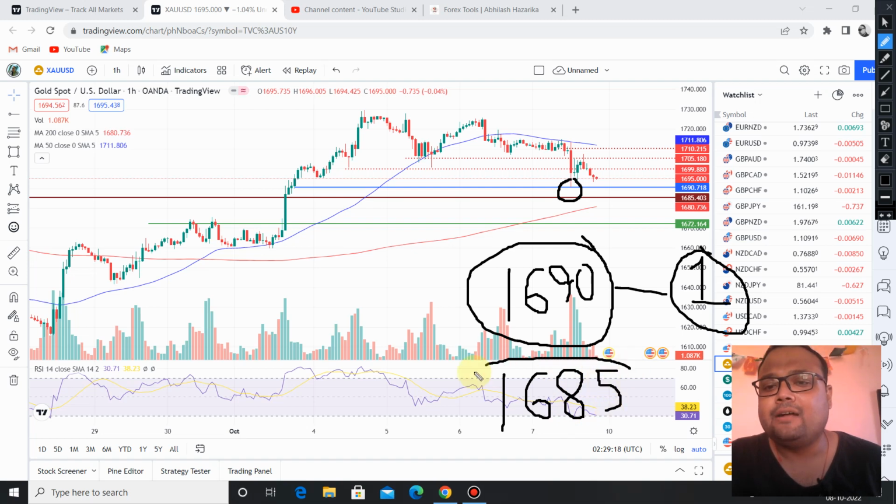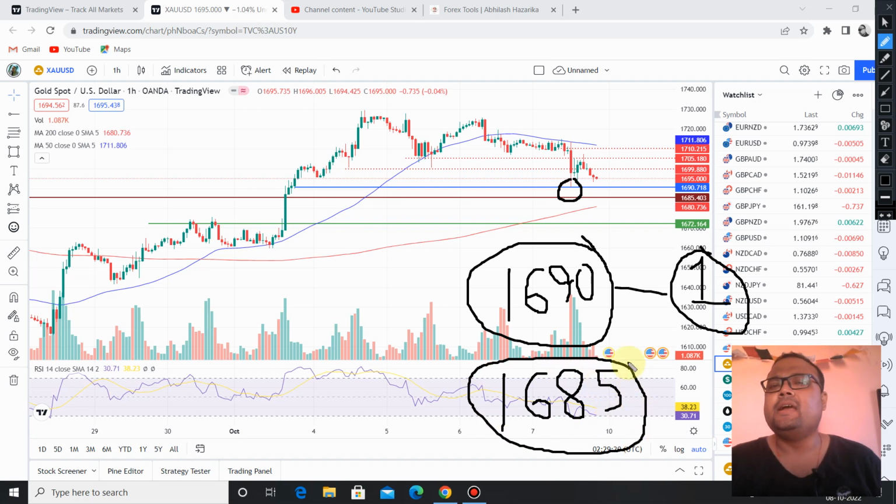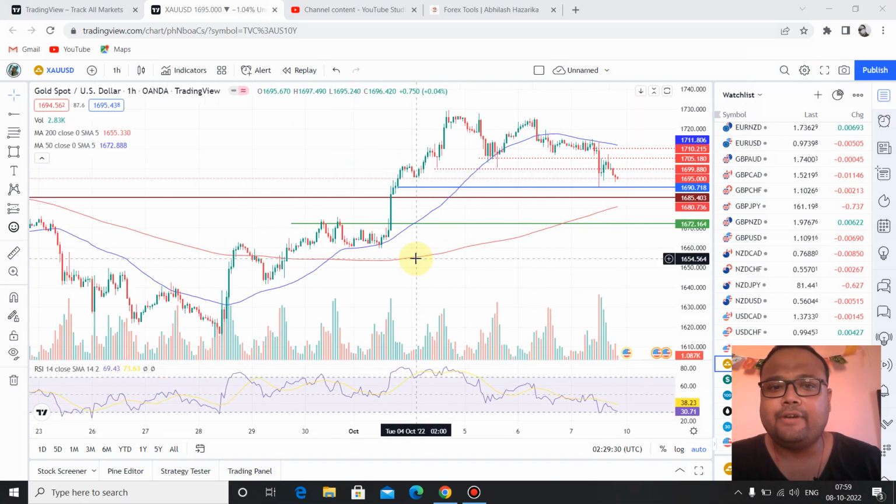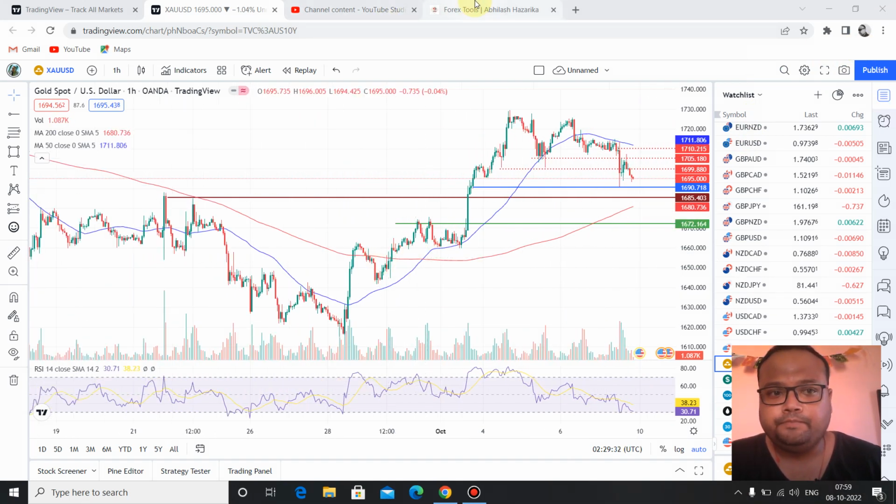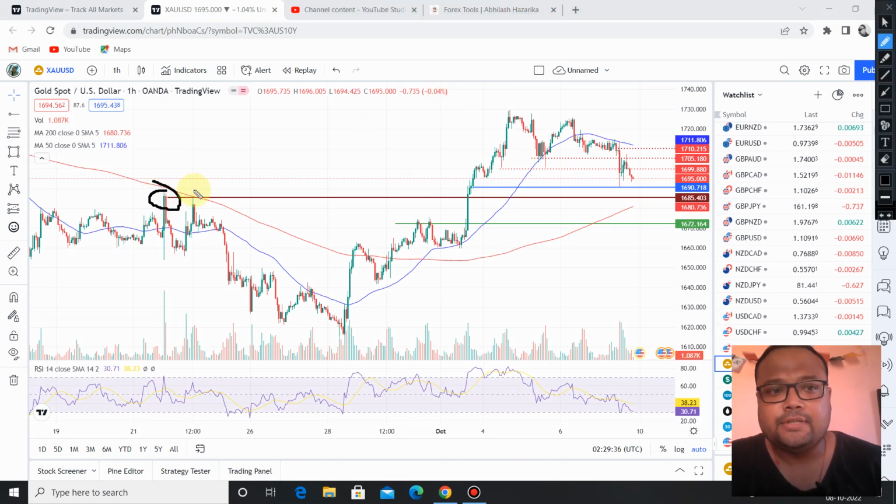Around 1685. It can be 1684.50 also, it can be 1686 also. So around 1685 we have our second support. Why do we have our second support around 1685? Let me show you. You can see that around 1685 we have seen strong price rejection previously.